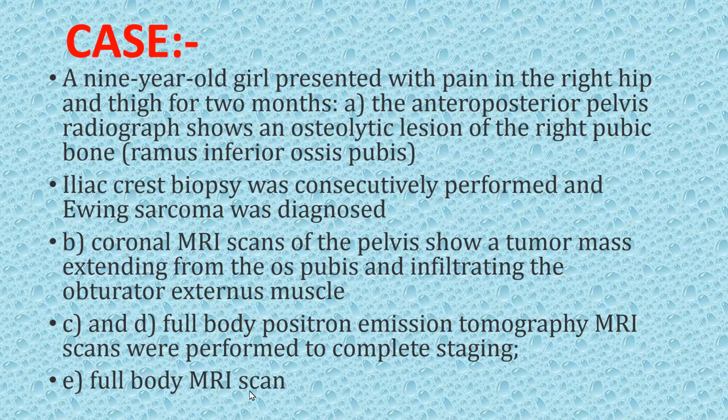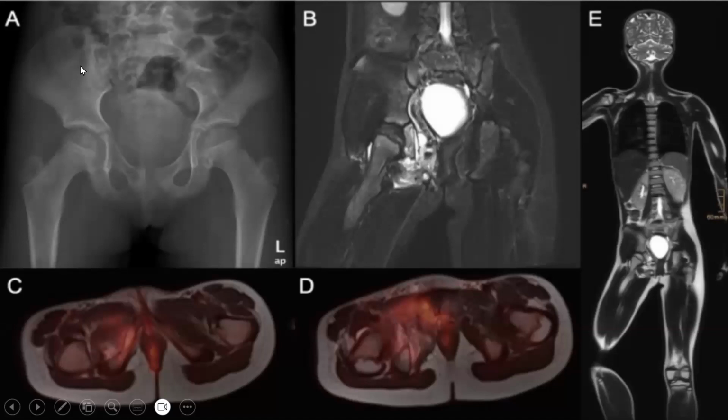These are the X-rays. If you look at the X-ray in A, you see that there is erosion, a lesion on the inferior pubic ramus, also close to the ischium. Then you see in MRI that you have a huge tumor over here extending to the neck of the femur. You can see it also. This is a total body PET scan showing the lesion, and there was no metastasis.